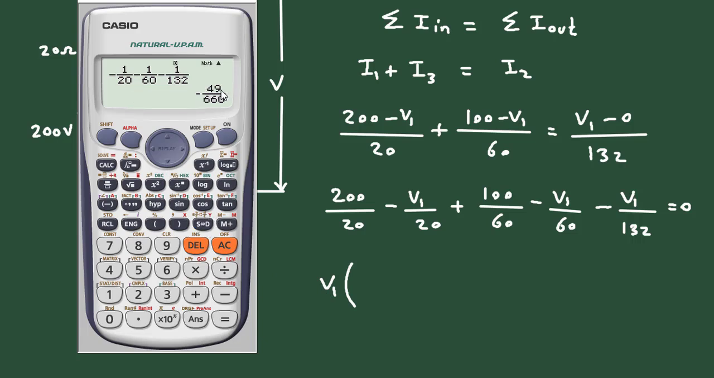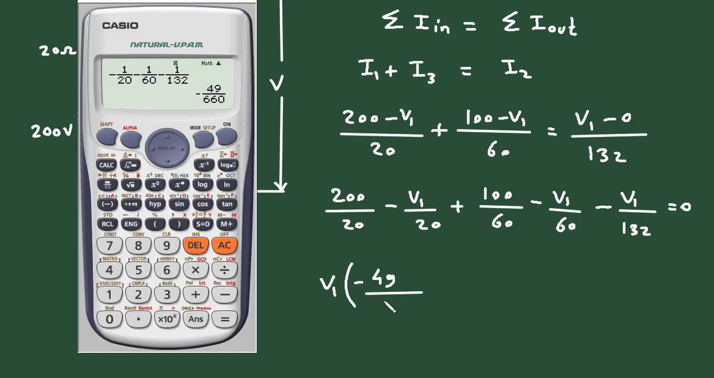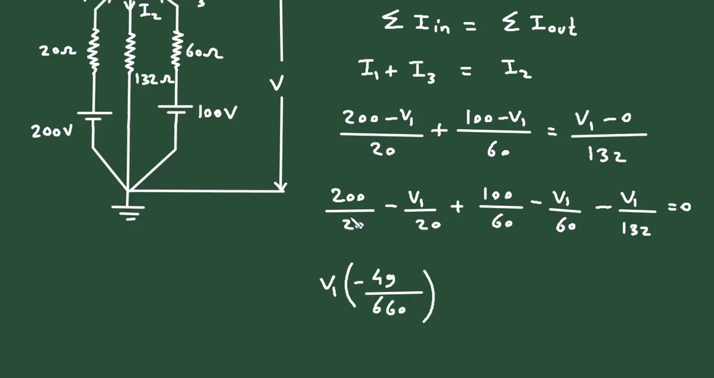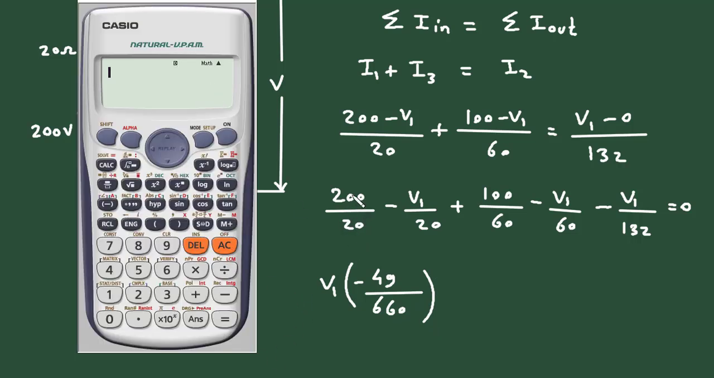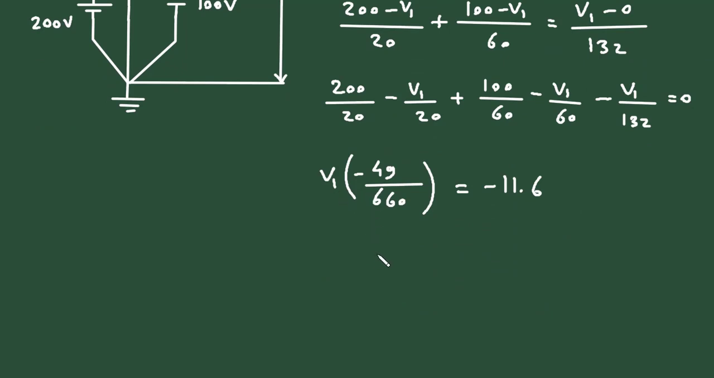So it is minus 49 by 660. And if we solve this, it will be 200 divided by 20, so it is 10. And this will be plus 100 upon 60, so it is 11.6. We take this on the right side, so it will be minus 11.6. Now we can easily solve this and get the value of V1.